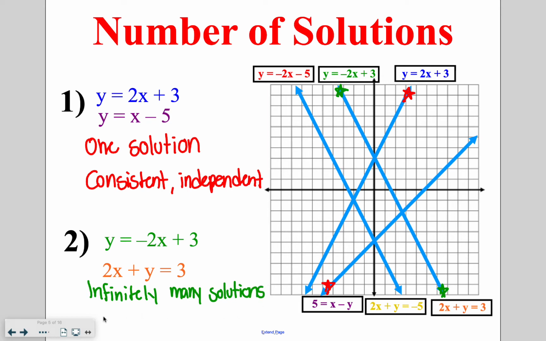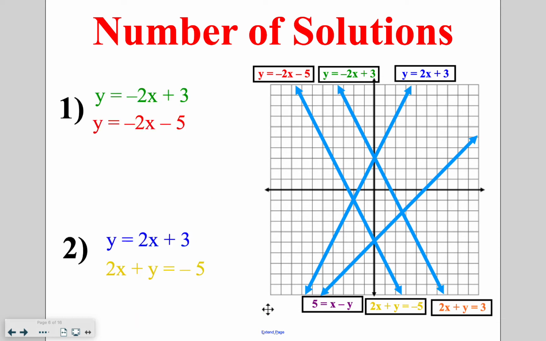And that means that any solution for the first problem is also going to be a solution for the second problem. Once again, they do overlap, they do touch, which means it is consistent. And now it is dependent because every single point on the line is technically an overlap because it's the same line with two different equations. Go ahead and try these two on your own.